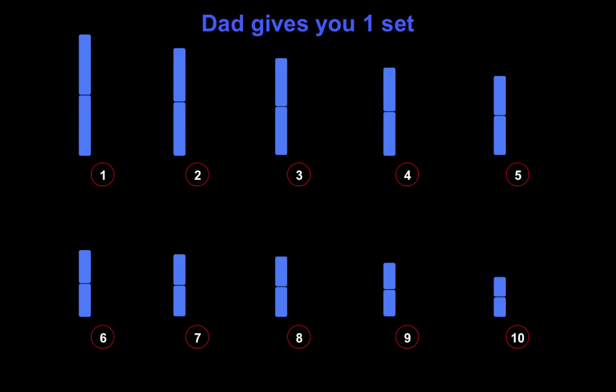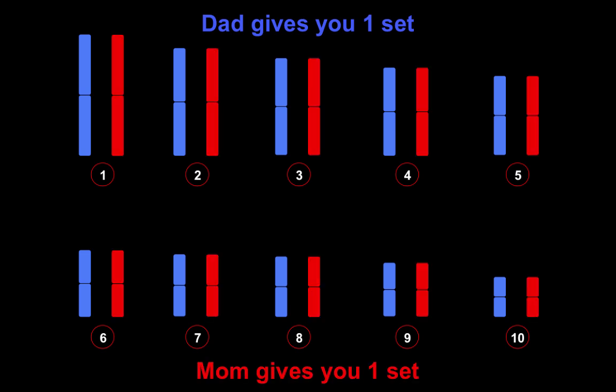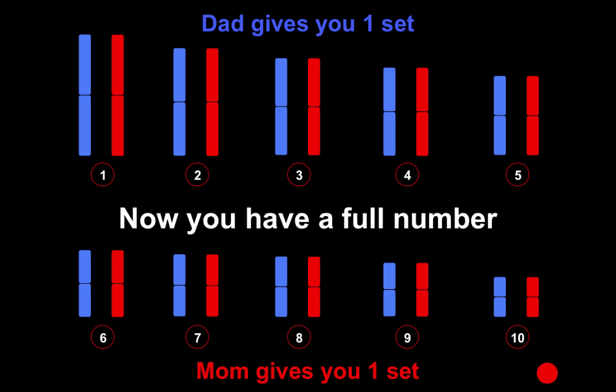So dad's going to give you one set. Now in this example, I just have 10 chromosomes. A normal human would have 23. But dad has given you one of each one of these 10 chromosomes. And notice that they're slightly different because they all have different genes on them. Mom is also going to give you a set. So notice, she has given you a second copy of each one of those genes. So now you have the full number, which is 20 total chromosomes, 10 pairs.